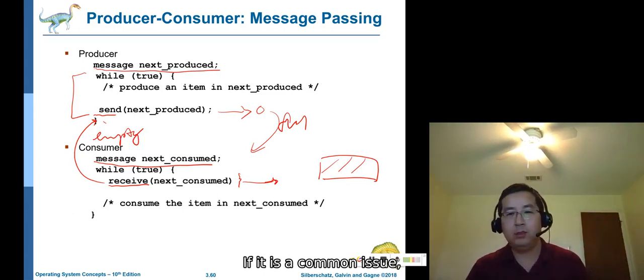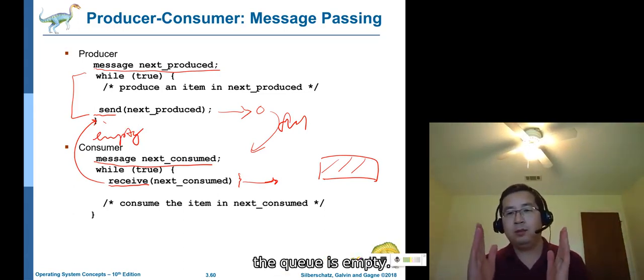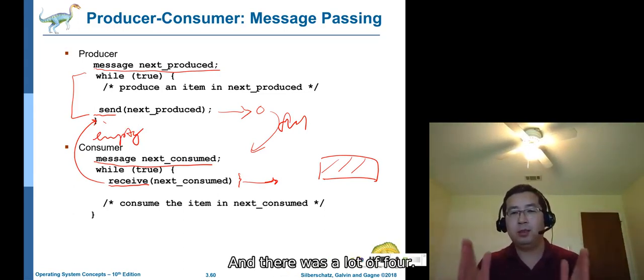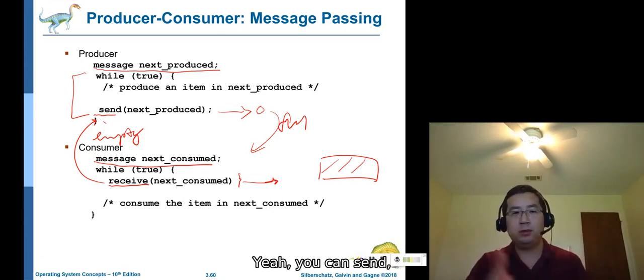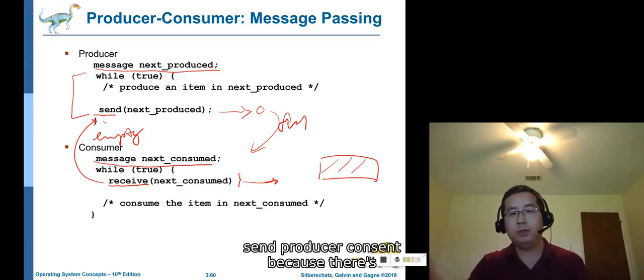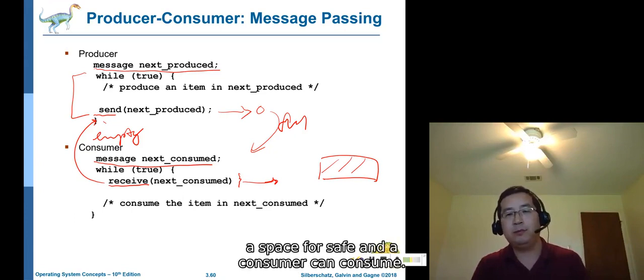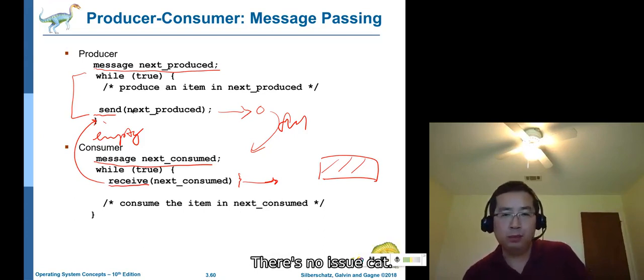If there's a common case, where the queue is neither completely empty nor completely full, the producer can send because there's space to save, and the consumer can consume because there's at least one message to consume. So there's no issue. Okay?